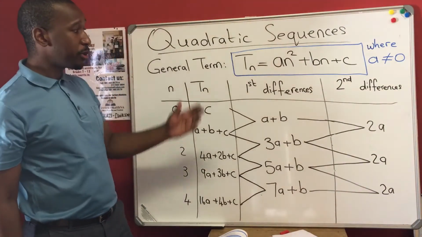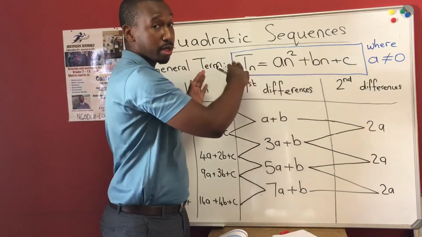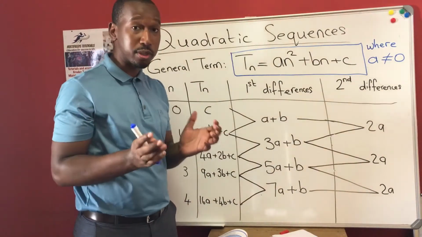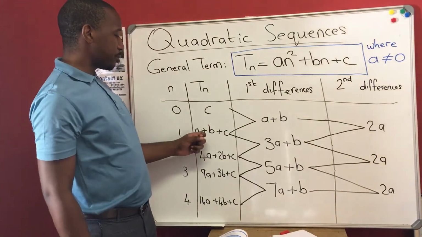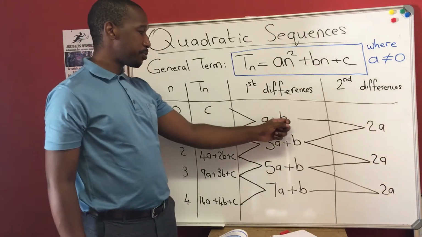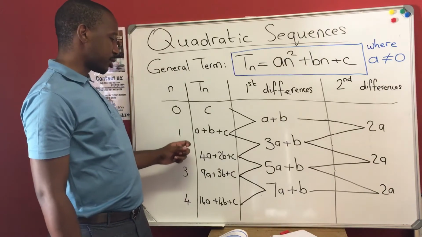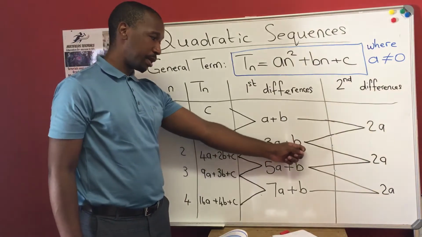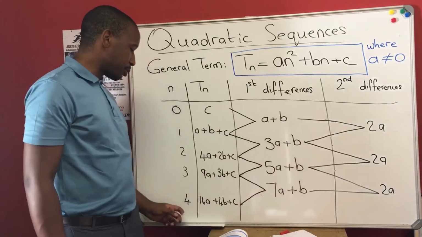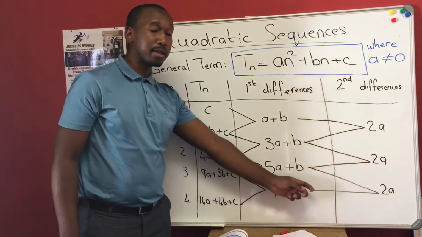So now we are going to take a look at the first differences. Now remember that this is the most general case that we are dealing with. Therefore, what we speak of will always work for quadratic sequences. Now, when we take term number 1 and subtract term number 0, we get a plus b because the c's cancel out. Then, term number 2 minus term number 1, we get 3a plus b. Term number 3 minus term number 2, we get 5a plus b. And term number 4 minus term number 3, we get 7a plus b.